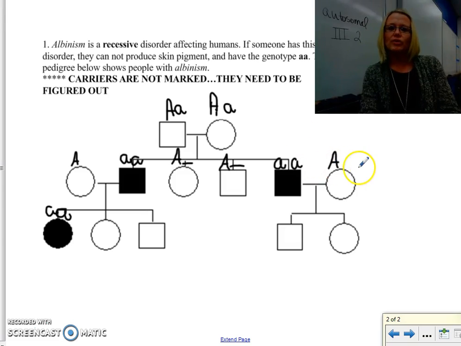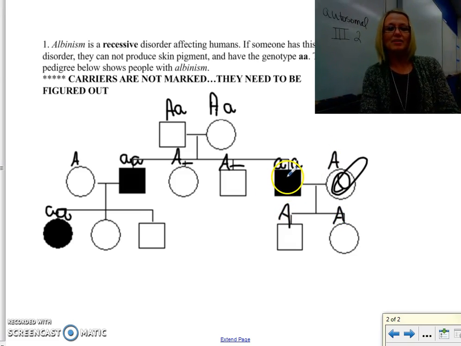Over here, what we've got here is this person is marrying into the family. Generally, we assume when they marry in that they're totally normal, they're not even carriers. In this case, it doesn't really matter because the children are unaffected. We know that they had one dominant allele to not show the trait.